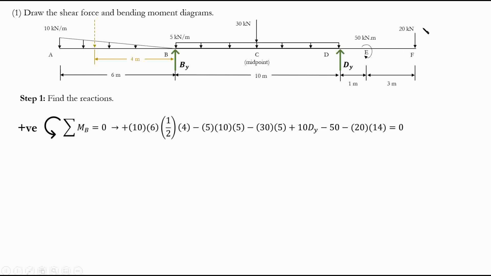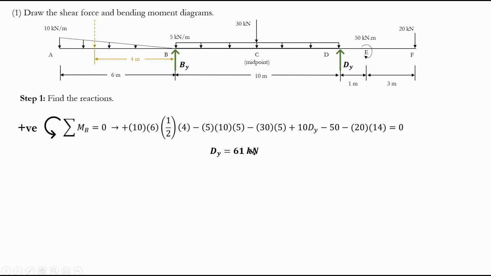And then we have this 20 kilonewton load. So 20 multiplied by 3 plus 1 plus 10, which is 14. So 20 multiplied by 14, but is it negative or positive? It's turning in this direction, which is clockwise, so it's negative. There you go. The summation of all of these moments is going to be 0. If that's the case, we can easily solve for dy, and dy is 61 kilonewton.